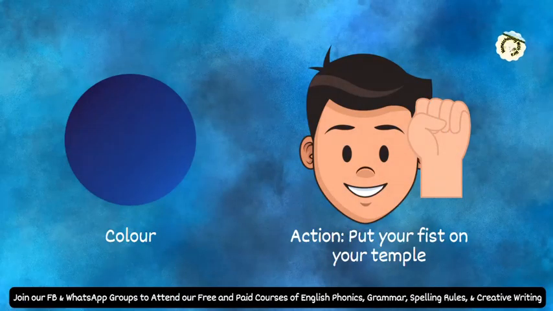Now let's talk about the color and action of adjectives. Why I'm talking about the color and action of adjectives? Because when we teach grammar to kids, we teach them in multisensory way. This is the color coding of Jolly Grammar. This is a UK-based curriculum where we teach grammar in multisensory way. So the color for adjectives in Jolly Grammar is blue and the action is like this. You need to put your fist on your temple.